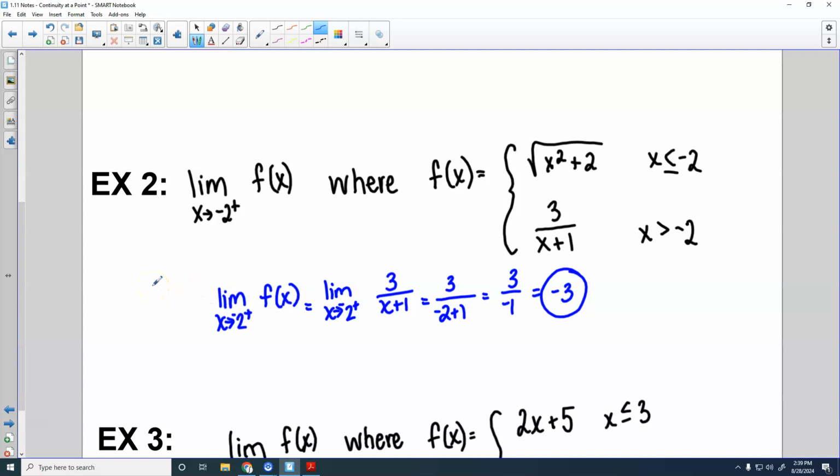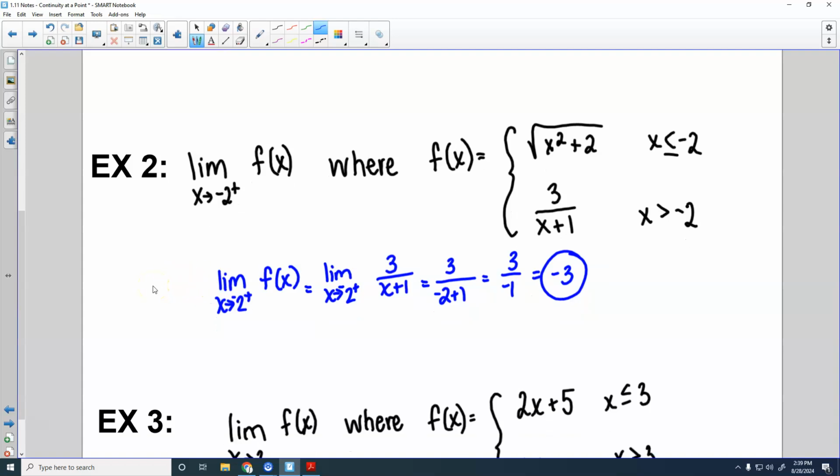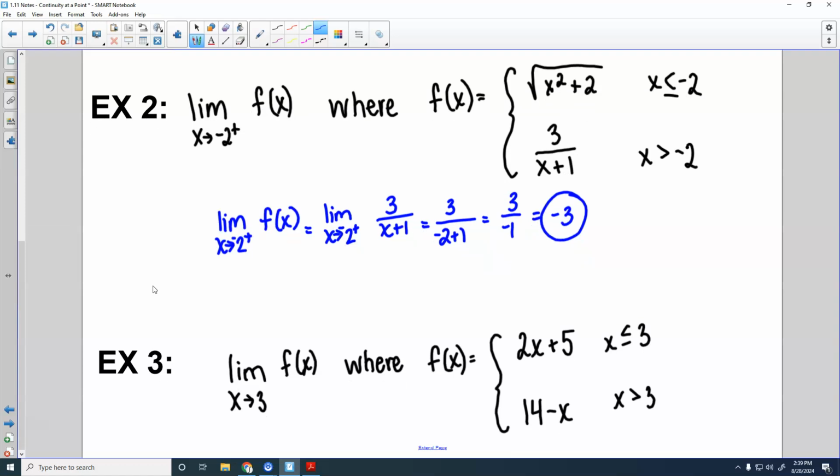Okay, questions there? We're learning to prove if they graph. We're getting there, but these particular problems are just one-sided limits right now. We're working up to it.